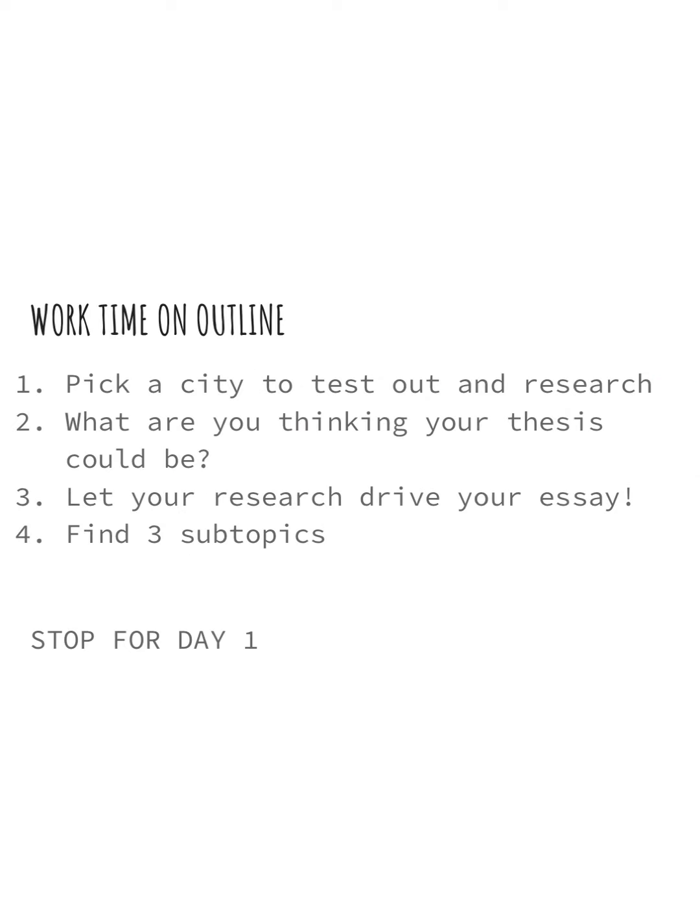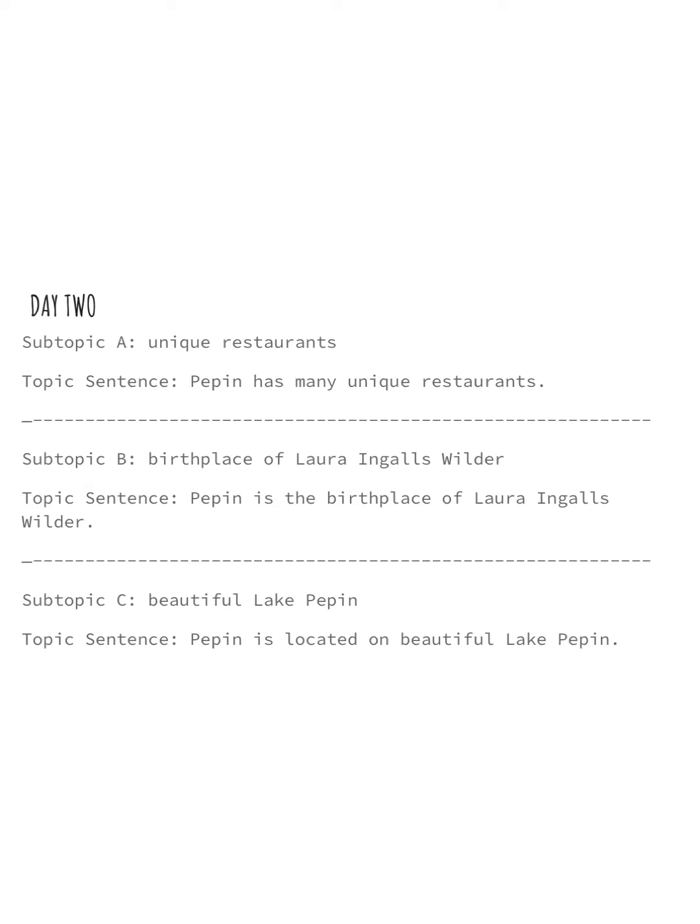All right, so now you had a little bit of time to work, pick a city, test it out, research, thinking about your thesis, you're letting your research drive your essay, you're finding your 3 subtopics. Once you get to that part, now you are turning your subtopics into topic sentences. Topic sentences: that is a sentence at the beginning of a paragraph that tells you what your entire paragraph is going to be about. So notice I have subtopic A, and all I'm doing is changing this and making it into a sentence, starting with the city.